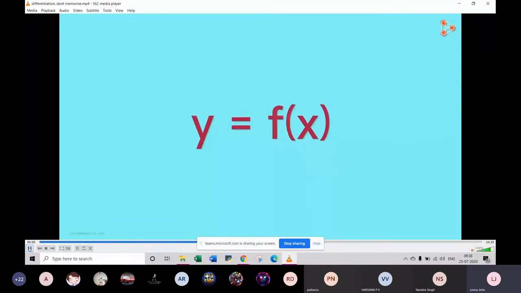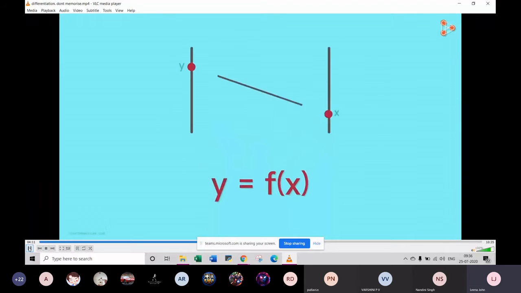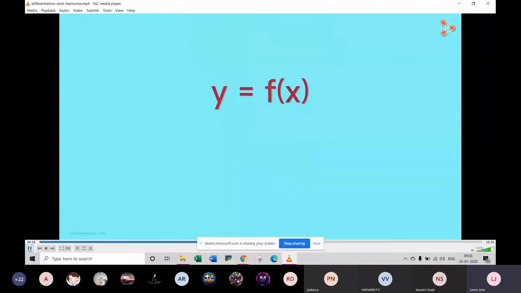Previously, we saw what we meant by a function between two variables, x and y. A function tells us how the value of one variable depends on another variable. So if the value of x changes from x0 to x0 plus delta x, then the value of y will also change from y0 to y0 plus delta y.